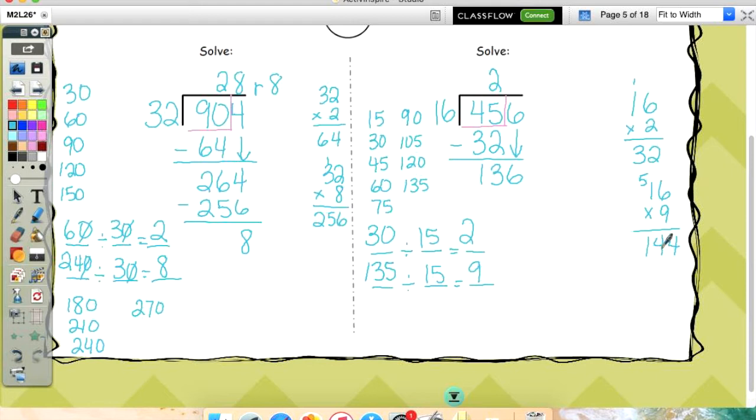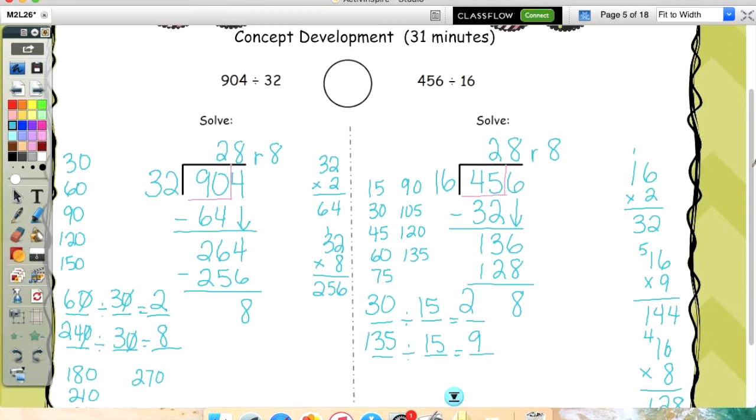Okay, how do you know it didn't work? Because it's too high. 144 is larger than 136. So what will I try instead? 16 times 8. Okay. There you go. They're equal. It appears that they're equal. Okay?